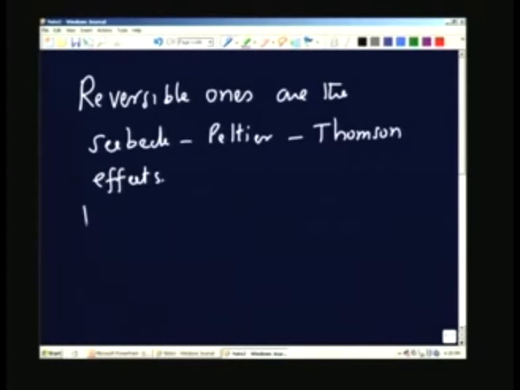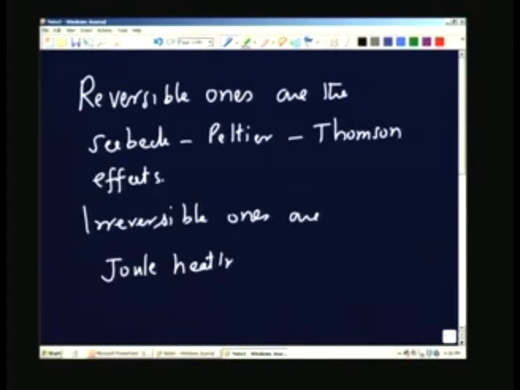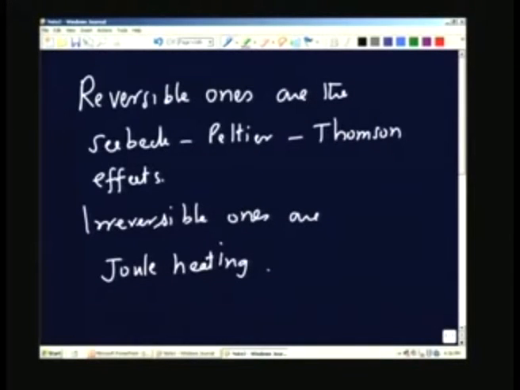The irreversible ones are, we have a production of heat due to a current flowing in a conductor. It is called Joule heating. This is because the conductor will impose a resistance on the flow of electricity, and therefore there is an irreversible conversion of electrical energy to heat. This is called Joulean heating. And the second one is thermal conduction, or heat conduction.